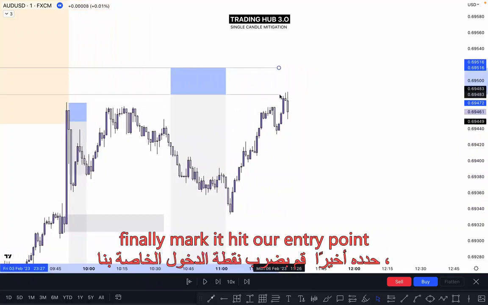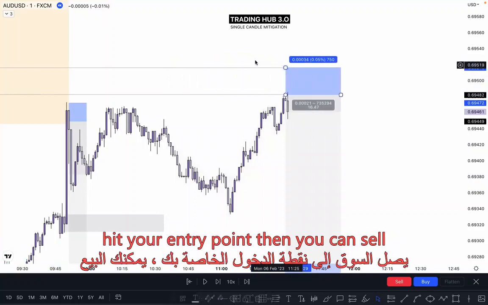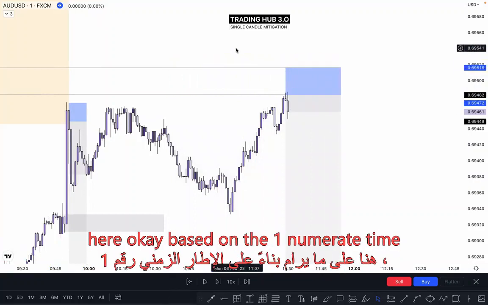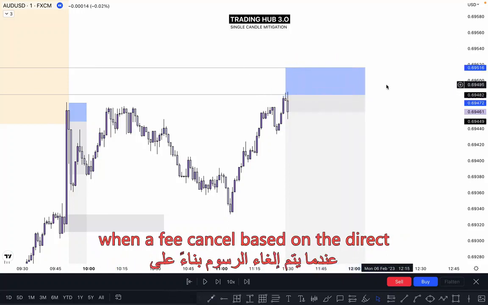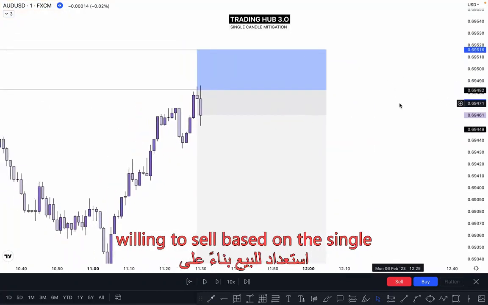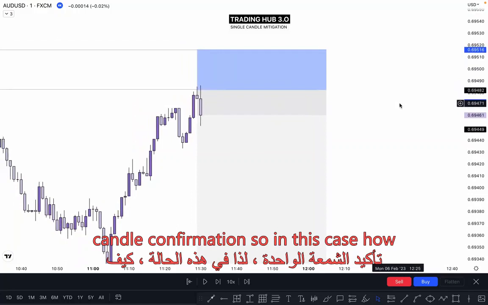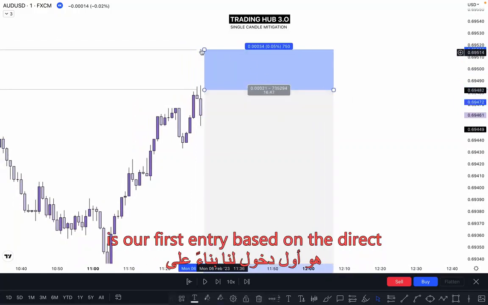So finally market hit our entry point, which one is here, correct? So when market hits your entry point, then you can sell here, based on the 1 minute time frame. So this one is our first entry when we can sell based on the direct entry, okay? But if you are willing to sell based on the single candle confirmation, in this case how can you deal here? First of all, this one is our first entry based on the direct entry, correct?